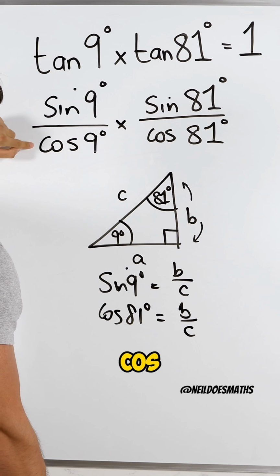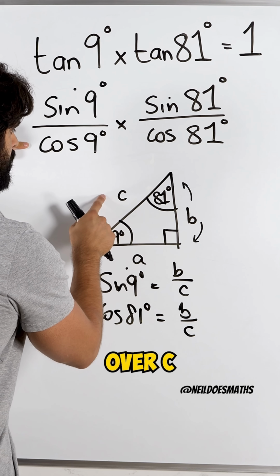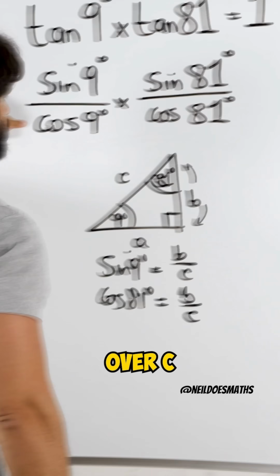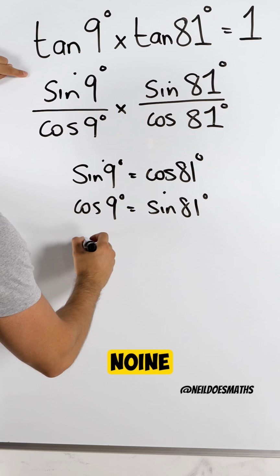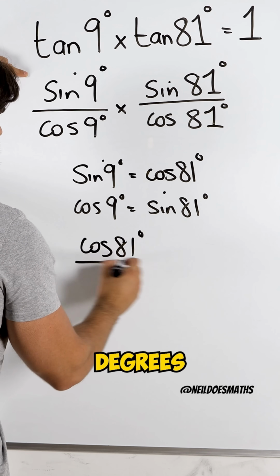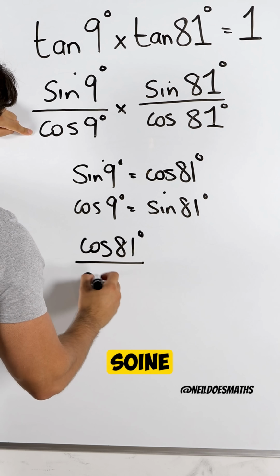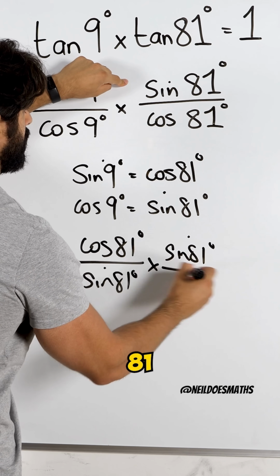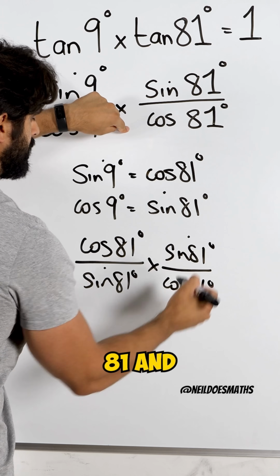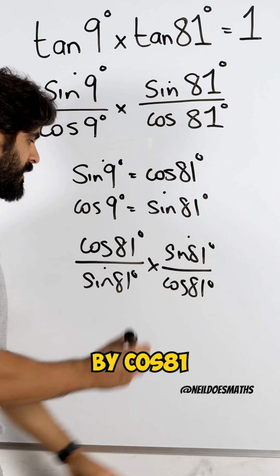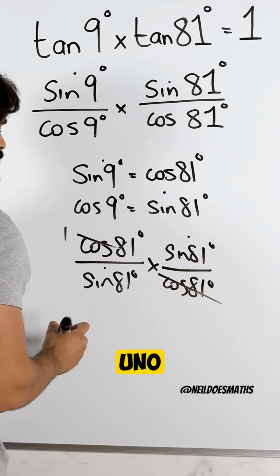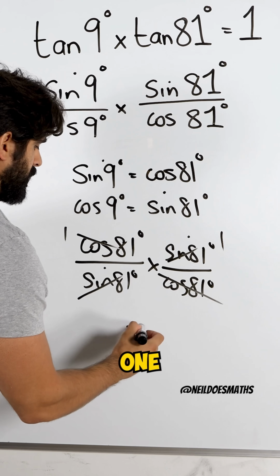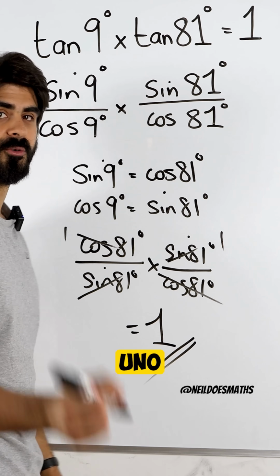And similarly, cos of 9, which is A over C, would be the same as sine of 81, which is also A over C. So now, replacing, we have sine of 9 is cos of 81 degrees, divided by cos of 9 is sine of 81 degrees, times sine 81 over cos 81. And what do you notice? Cos 81 divided by cos 81 divides to give you uno, and sine 81 divides into sine 81 once. 1 times 1 is uno.